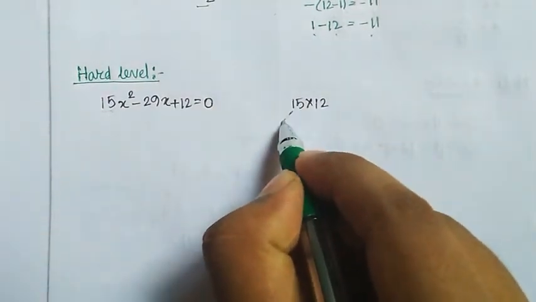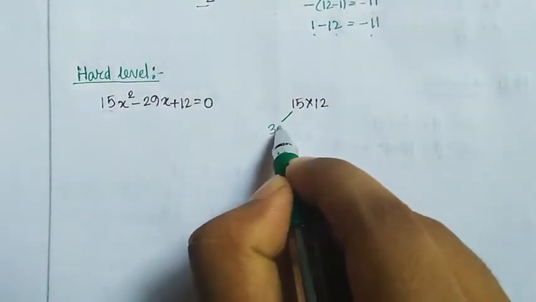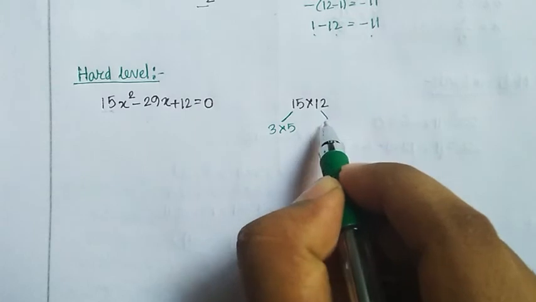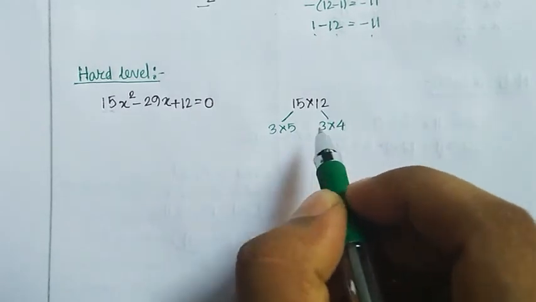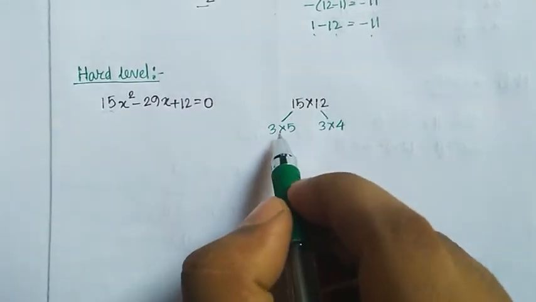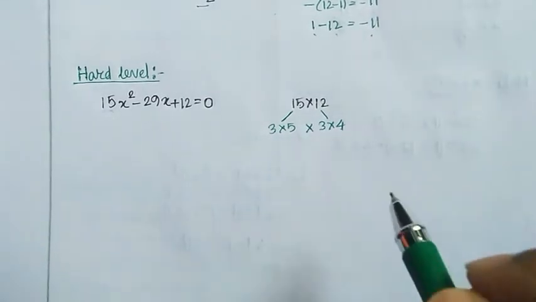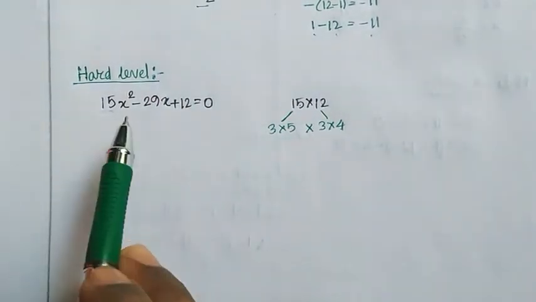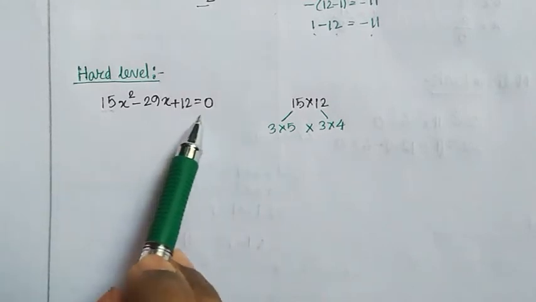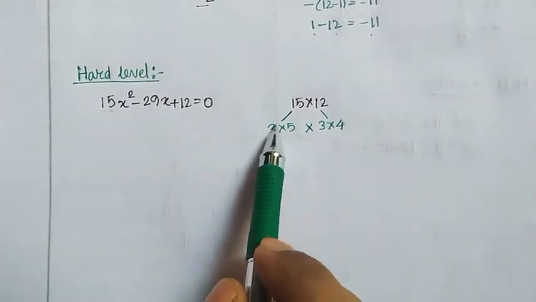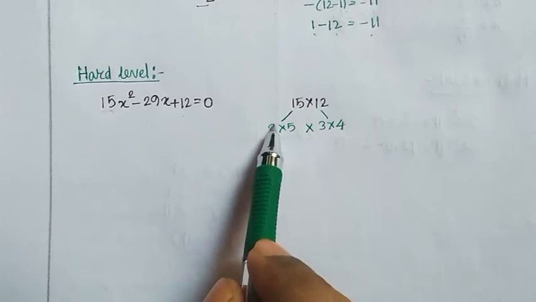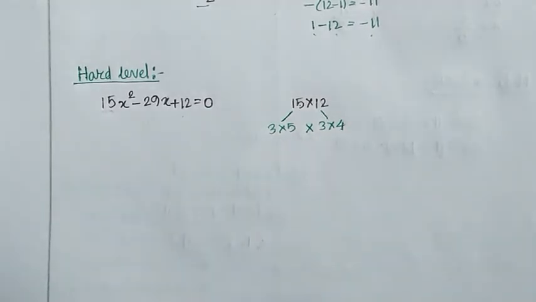factorize them. 15 can be written as 3 into 5. 12 can be written as 3 into 4. Therefore 15 into 12 is equal to 3 into 5 into 3 into 4. Now to find a factorizable part of this equation, shuffle all these factors and try to find the answer. I'm going to show you that next.